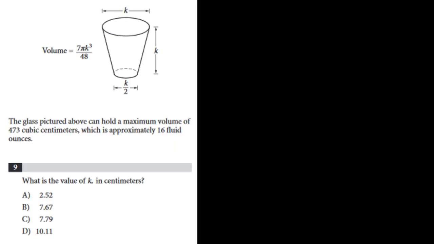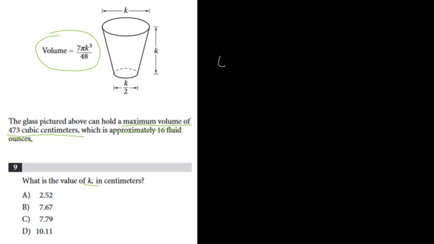With this one, they actually gave us a formula. The formula is actually right over here. And it says, what is the value of K? So that's what we want to figure out. So they said the maximum volume is 473 cubic centimeters. And I think this 16 fluid ounces is just extra information. We can just ignore it. So let's go ahead and plug it in.